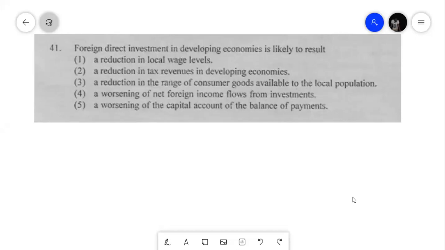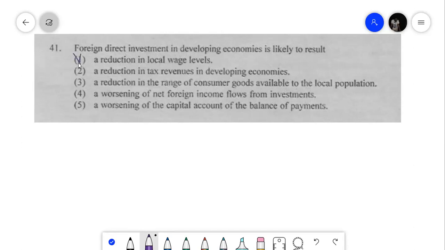Foreign direct investment in the sense, let's say Coca-Cola is coming and starting a factory in Sri Lanka. The local wages will not reduce, guys. Local wages will actually increase, right? Now there is competition. They will provide better jobs and all. So a reduction in local wages, no, there'll be an increase in local wages.